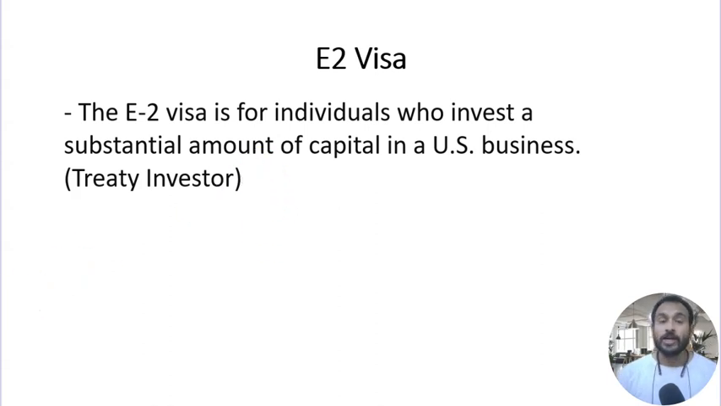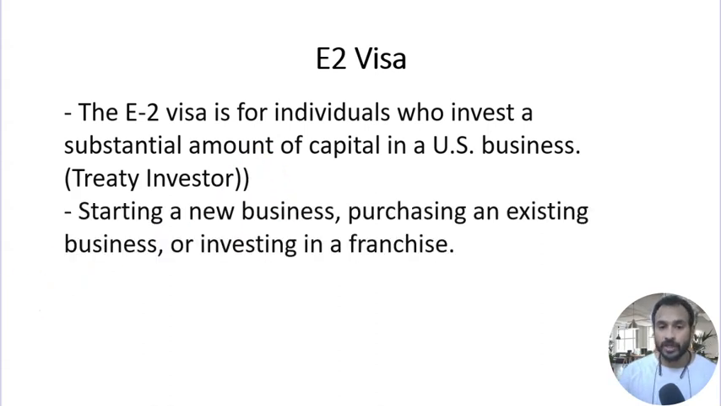So what kind of businesses can be done? Here, someone starts a new business, or the individual invests in purchasing an existing business, or invests in a franchise, or there is already a business and this individual joins that company as an employee or as an investor, and that person works in that company in the US to expand the operation. In these kinds of cases, E2 will be provided.